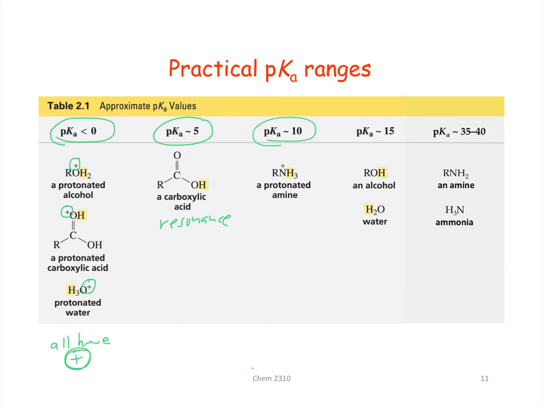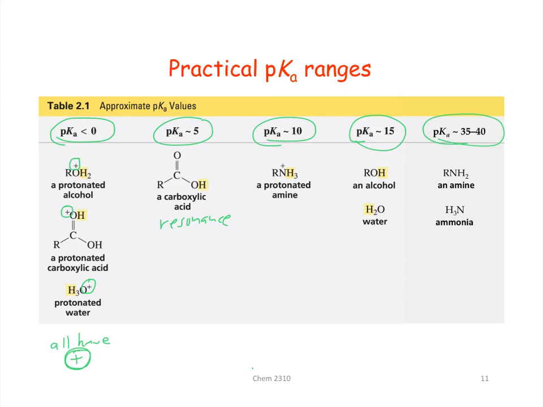Ammonium ions are about 10. Alcohols and water are about the same, about 15. Remember, water was 15.7. And amines, remember, ammonia had a pKa of 36, so these are around 36 to 40. And then if we went all the way up to alkanes and things like that, the pKa gets bigger and bigger as we go.